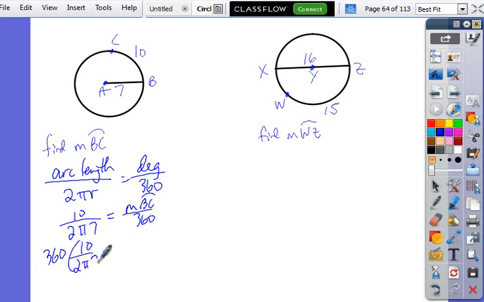So if it says find M, it always be that formula. If it says find measure or circumference or radius or anything like that, you're going to do the proportion. Okay. And then whatever that winds up being would be your answer.